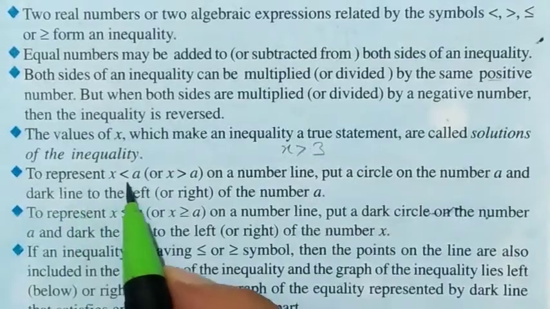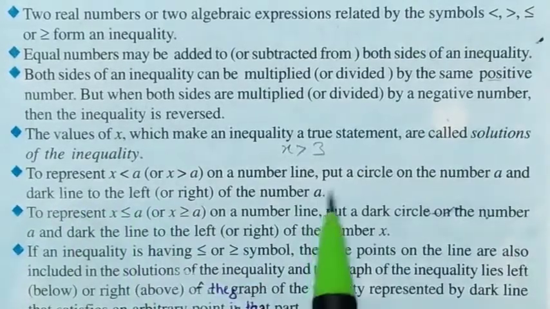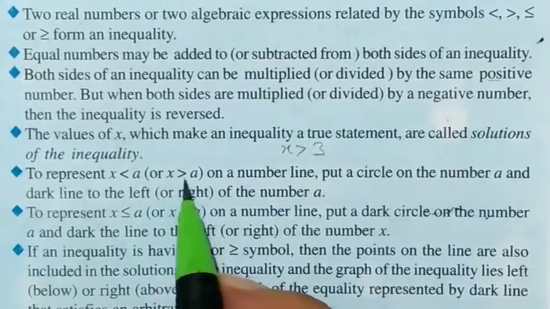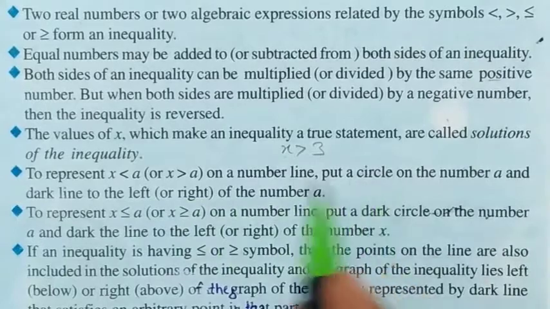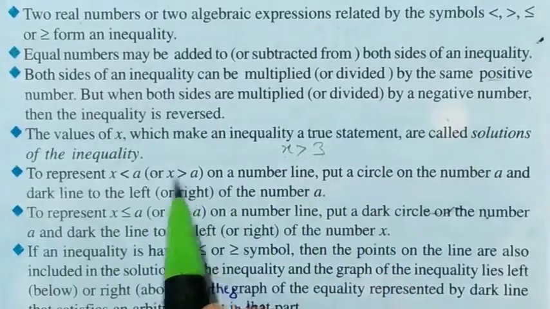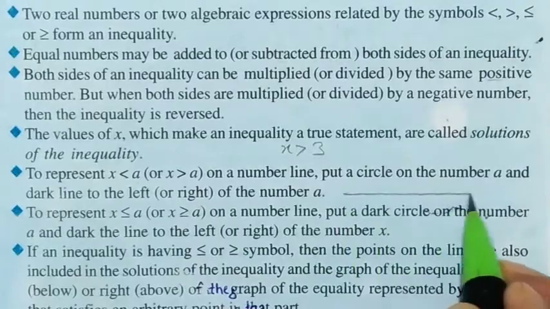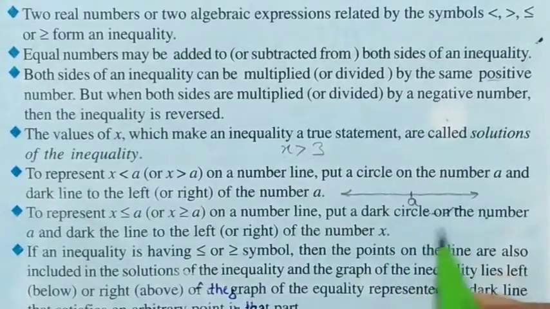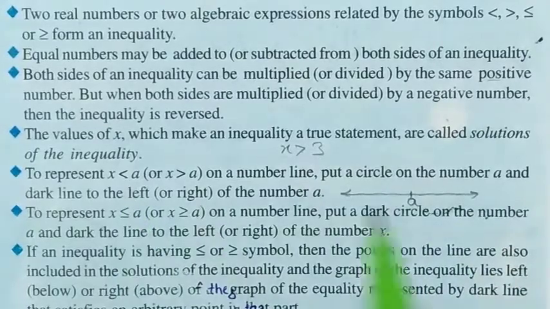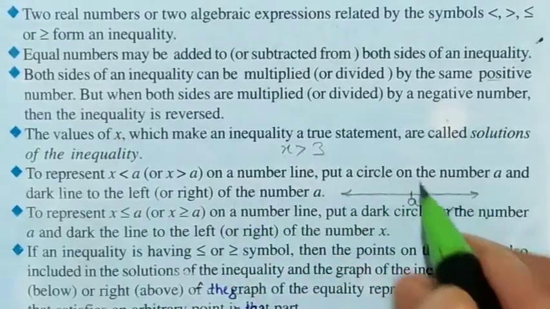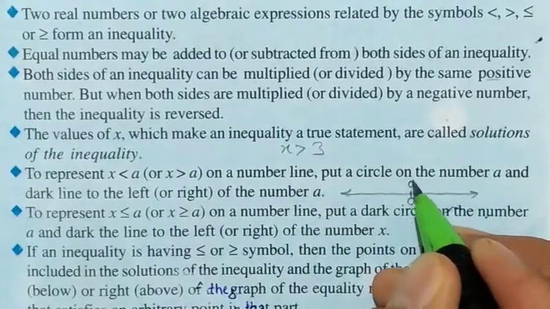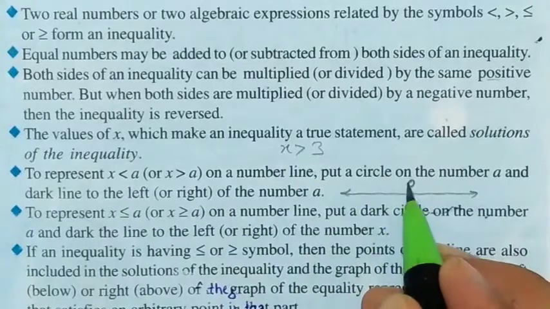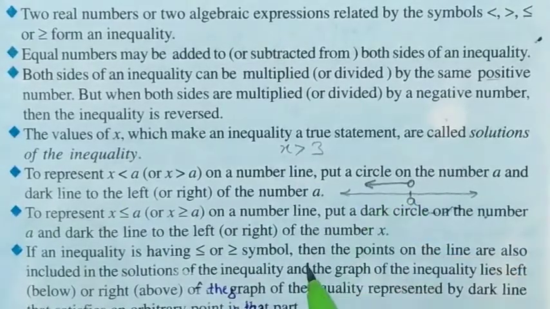To represent x less than a or x greater than a on a number line, what you have to do: this is the number line and let's say this is x, this is a. If x is less than a, you put a circle on the number, which is called a hole, and you go this way, x less than a, so this will be your solution.